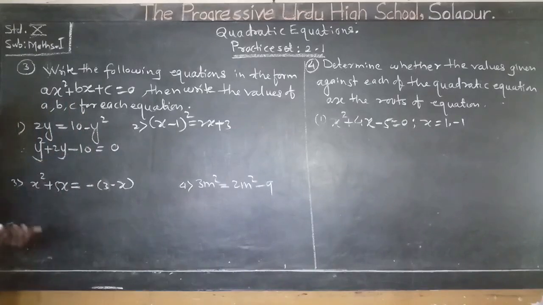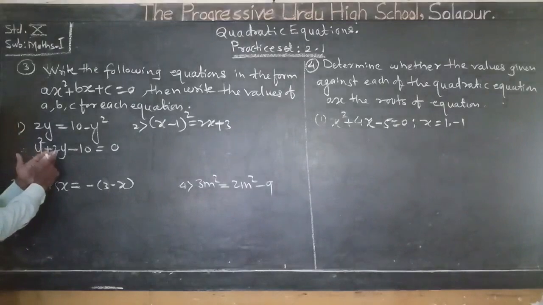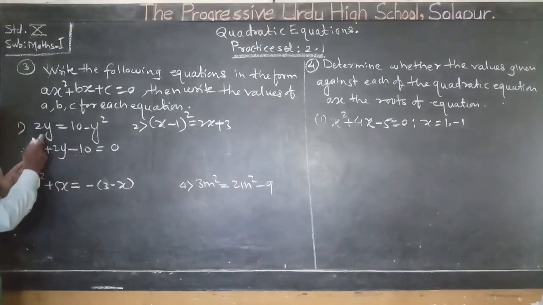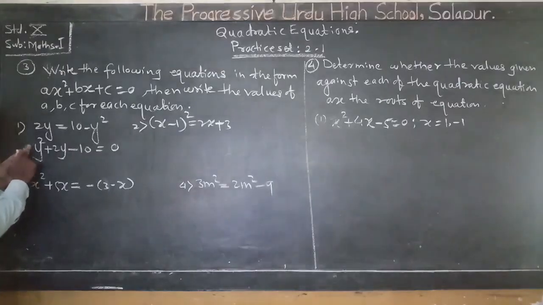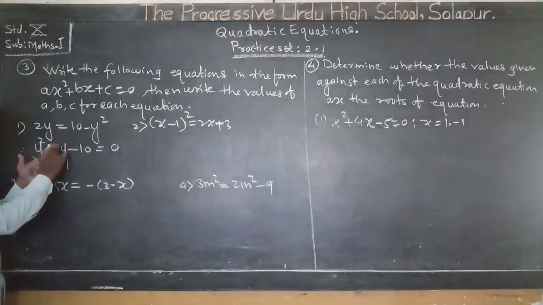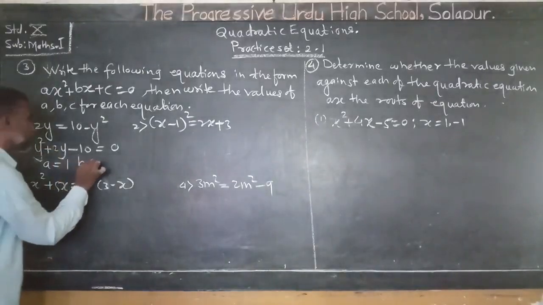Now we have to write the value of a, b, c. What are a, b, c? A means quadratic coefficient, B means linear coefficient, C means constant term. Here y square is quadratic. Its coefficient is called quadratic coefficient, which is A. So here A is 1, A is equal to 1. B is linear coefficient because this is linear term. So this is linear coefficient, it is value of B. B is equal to 2.